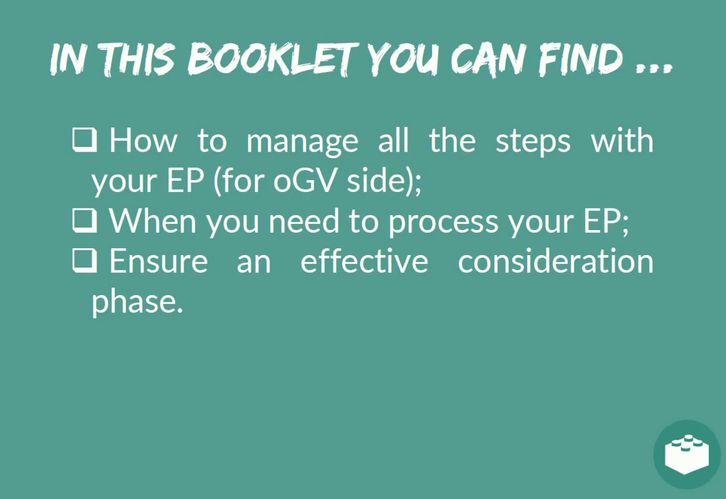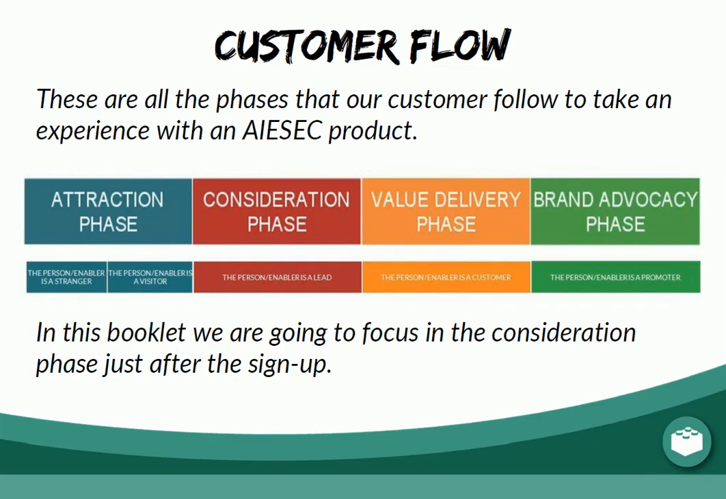So as you saw before, we have a customer flow. That is the flow that our customer follows when taking an ISEC experience or an ISEC product. We have an attraction phase, a consideration phase, a value delivery phase, and a brand advocacy phase. In this booklet, we are going to focus on the consideration phase. That is from the customer sign up on our platform until the EP gets approved in a project outside, in a project in another country with ISEC.